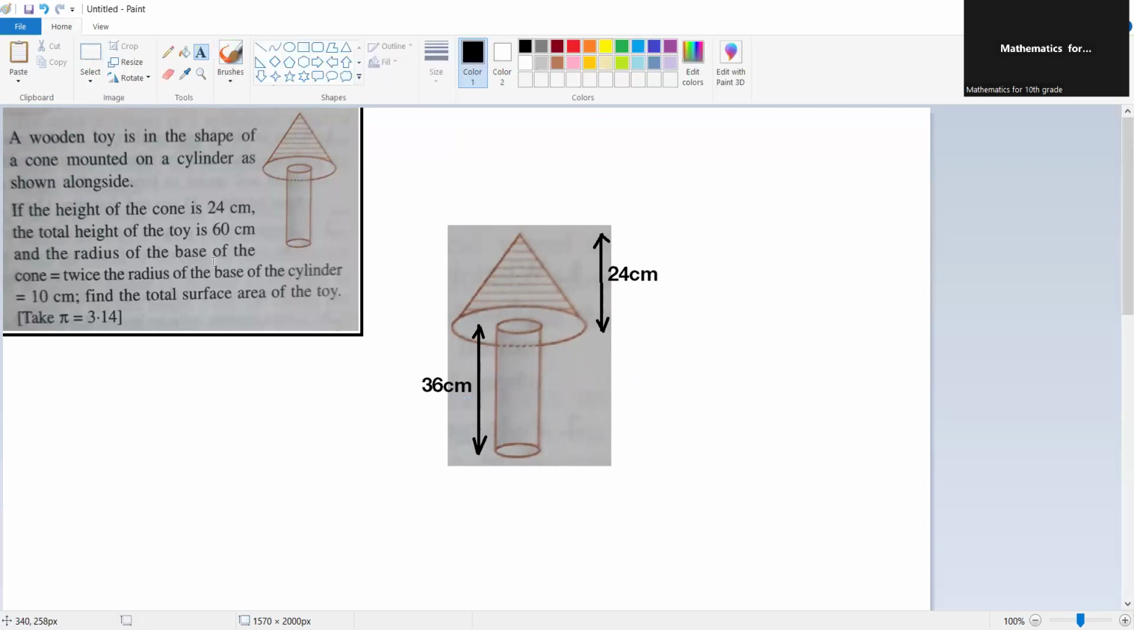And the radius of the base of the cone, so we are talking about this radius. So the radius of the base of the cone is twice the radius of the base of the cylinder. So if this is R, that one would be 2R. So the radius of the base of the cone is twice the radius of the base of the cylinder, which is 10 centimeter.